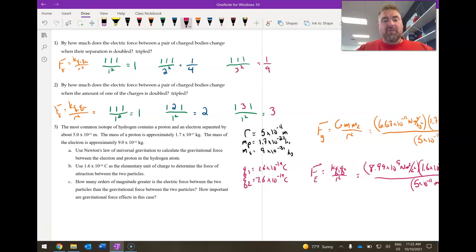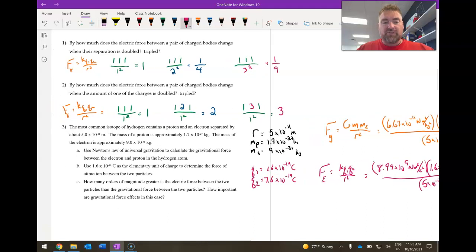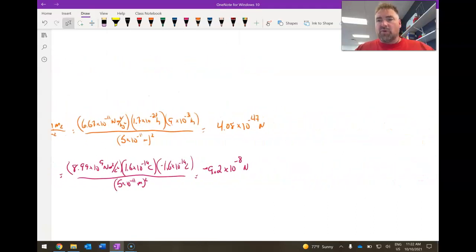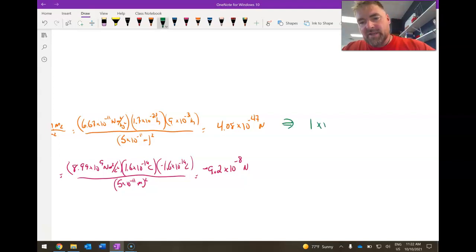So part C asks how many orders of magnitude greater is the electric force between the two particles than the gravitational force between the two particles. So with orders of magnitude, what you want to do is reduce this down to scientific notation, but you want to get it to 1 times 10 to something. So what we're going to do is round this. We're going to change this to 1 times 10 to the negative 47th.